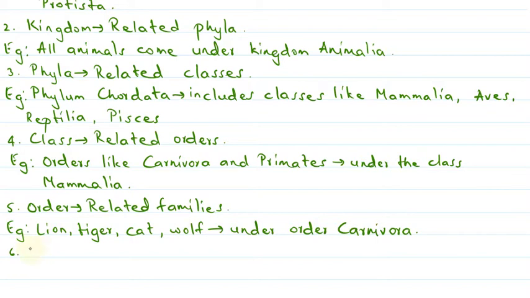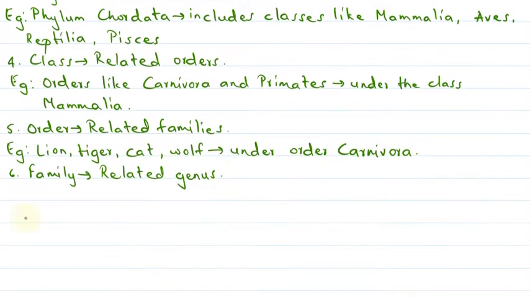After order, the next level of classification is family. So family consists of groups of related genus. Okay, again we will look at one example. For example, lion, tiger and cat. Okay, they come under the same family. They are coming under the same family, Felidae.